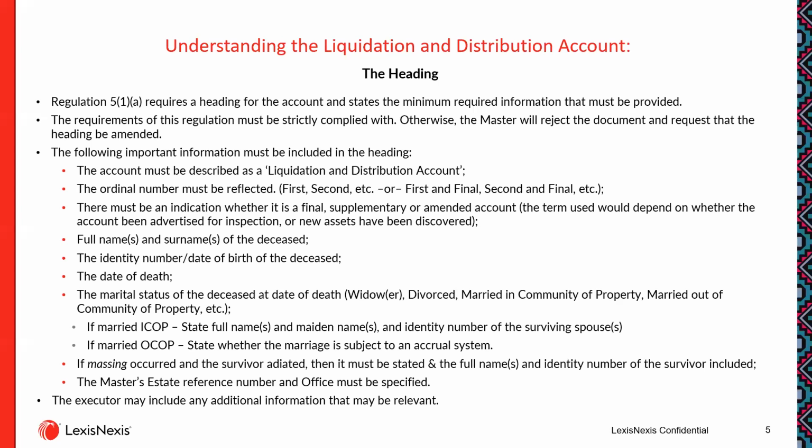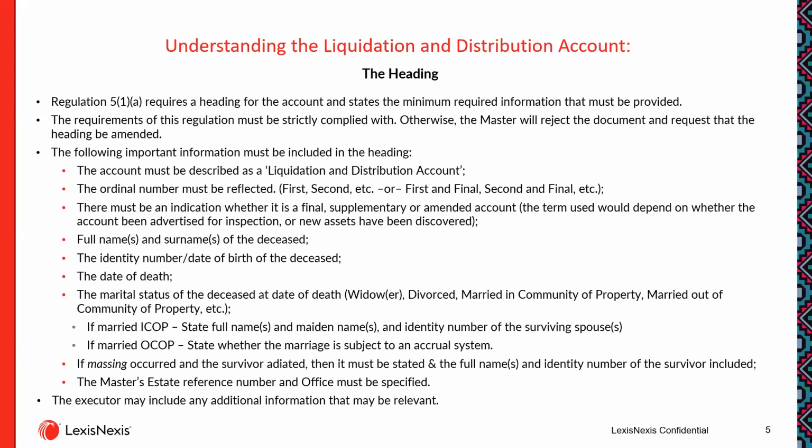We would also have to include the full name and surname of the deceased, as well as the identity number and the date of death. Where the deceased is married, we also need to include a marital status, either widower, divorced, married in community of property, or out of community of property. Important to note here as well, where the deceased was married in community of property, the heading also needs to include the full names and the maiden names, as well as the identity number of the surviving spouse or spouses.